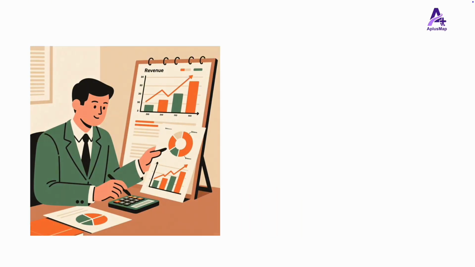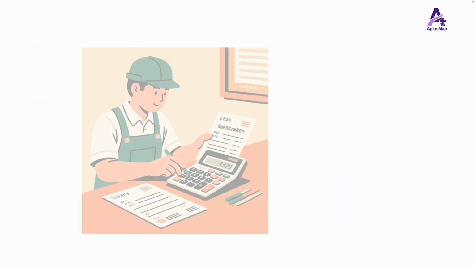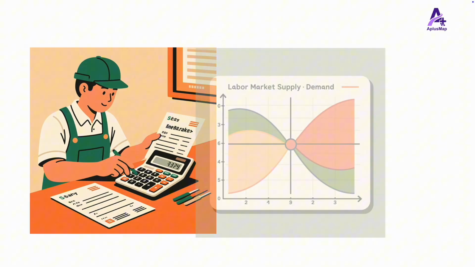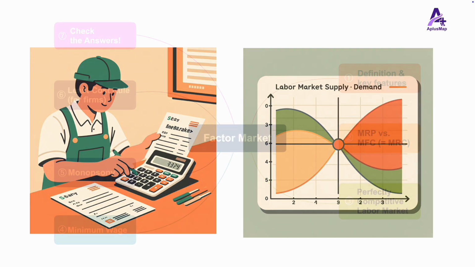AplusMap.ai. Today we are tackling a concept that's absolutely foundational for understanding how economies really work. And honestly, it pops up all the time on the AP economics exam. We're diving deep into factor markets. And our mission today isn't just about listing definitions. We really want to unpack how these essential resources, think labor, land, capital, get bought and sold, and maybe most importantly, how their prices are set. We're aiming for those aha moments, those insights that'll really stick with you for test day.